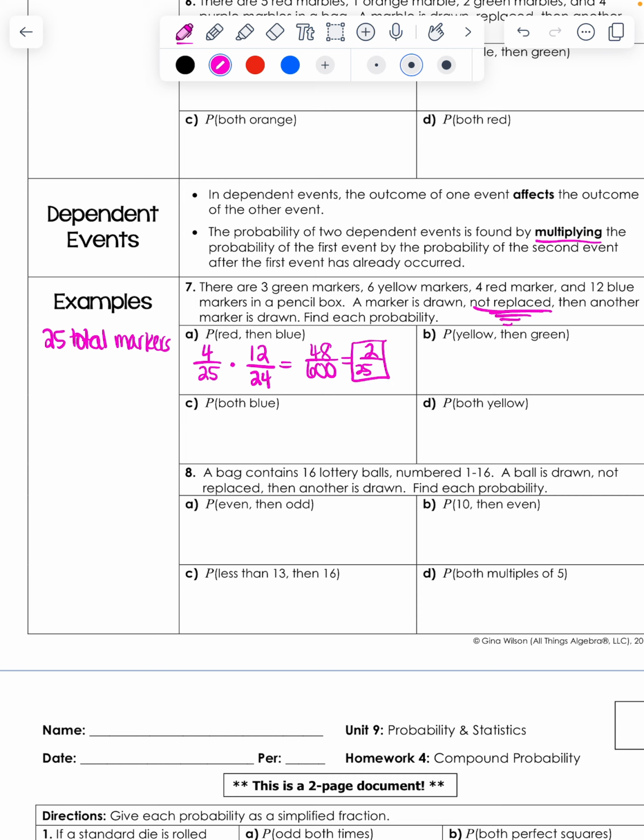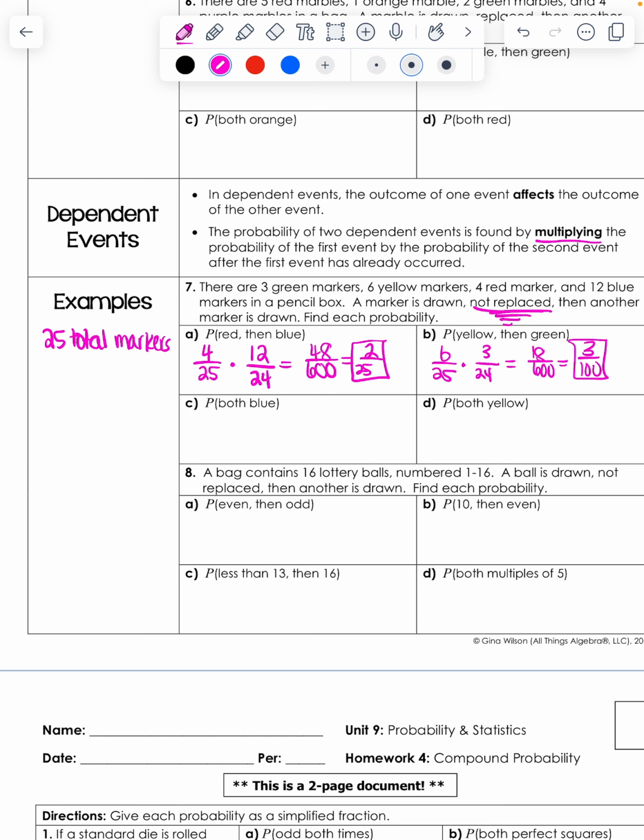The probability of selecting yellow, not replacing it, then green. So there's 6 yellow out of the total to start again, 25. And then green, there are 3, and the denominator will decrease to 24. Multiply these out, 18 over 600 simplifies down to 3 over 100. Now here are the interesting ones. The probability of them both being blue.